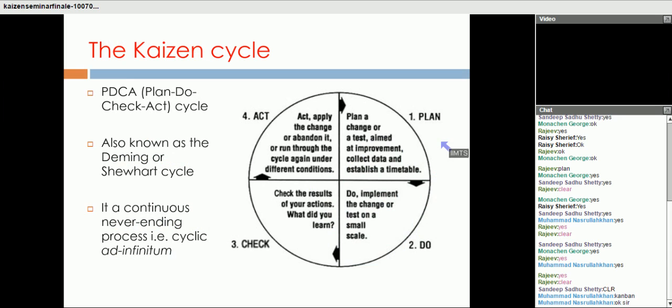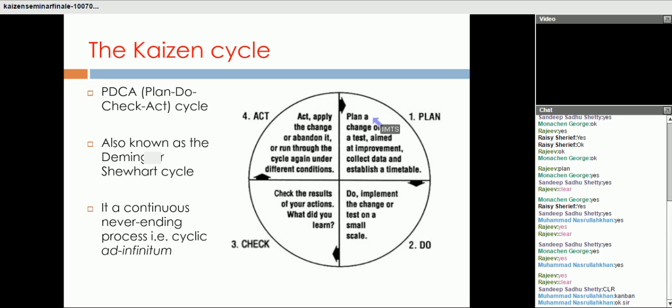Then comes the Kaizen cycle. The first part we have already seen, that means the PDCA cycle. PDCA is plan, do, check and act, also known as the Deming or Shewhart cycle. And third, it is a continuous and never-ending process, that is cyclic.